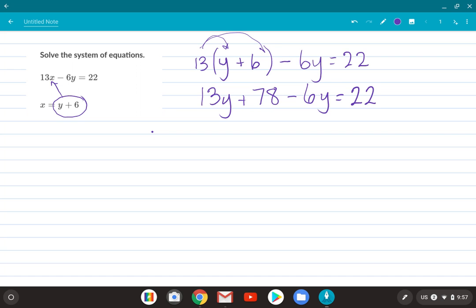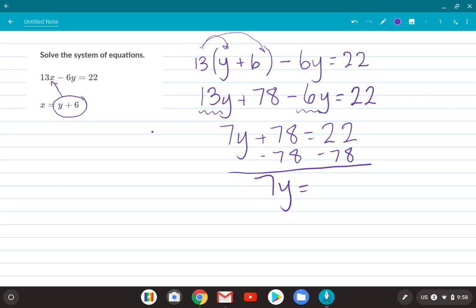So you may want to use your calculator for doing some of the multiplication. Now we want to combine. We're going to go 13y minus 6y, okay? So 13y minus 6y is going to give me 7y plus 78 equals 22. And now we're at a two-step problem, so I'm going to minus the 78, equals negative 56. Divide. y is going to be negative 8.